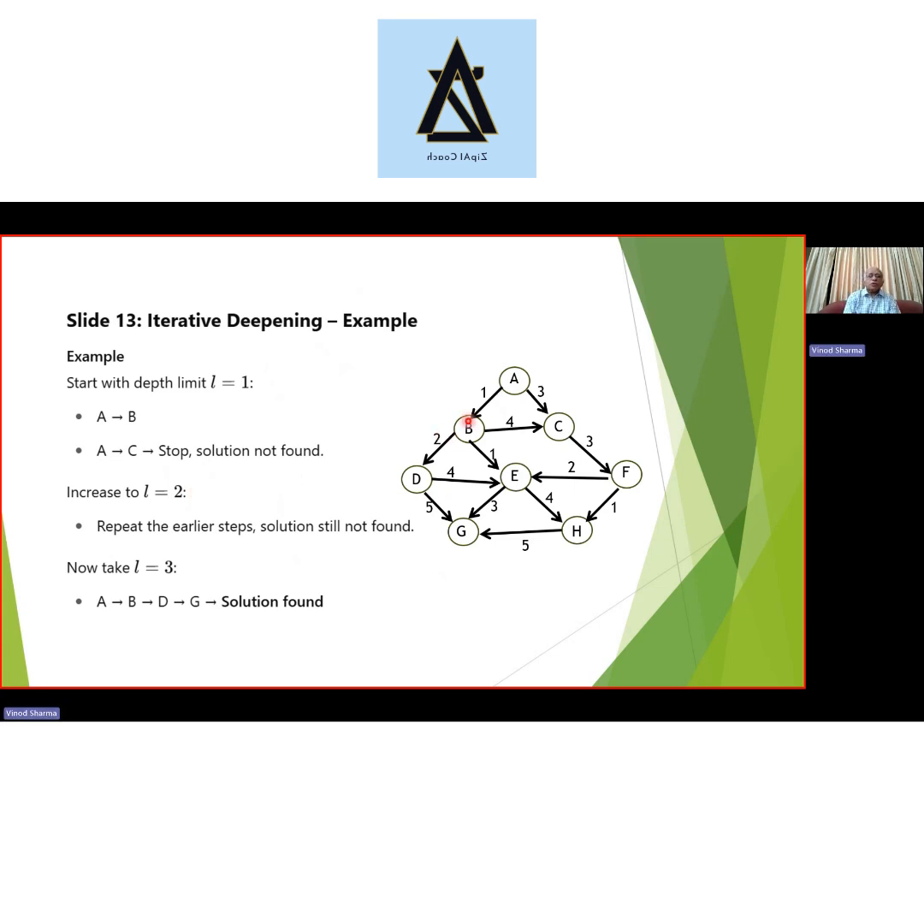So you go to the nodes, again visiting at depth 1, then nodes at depth 2. So these are the nodes as we have seen earlier. You won't go beyond that, and you have not found the solution. So you go to L equal to 3. Now with L equal to 3, you will get the solution: A, B, D, G. And you stop there. Incidentally, in this case, as we saw earlier, 3 is also the diameter of the graph.